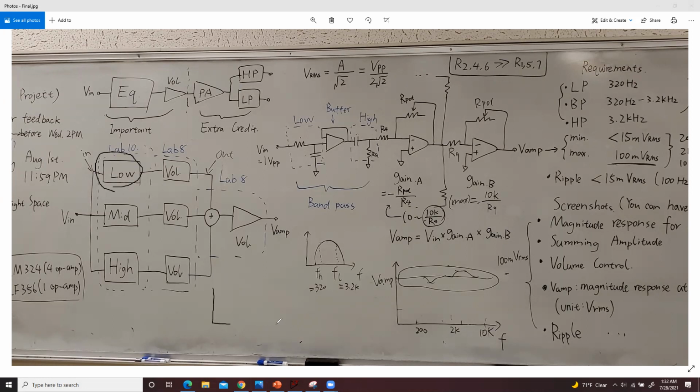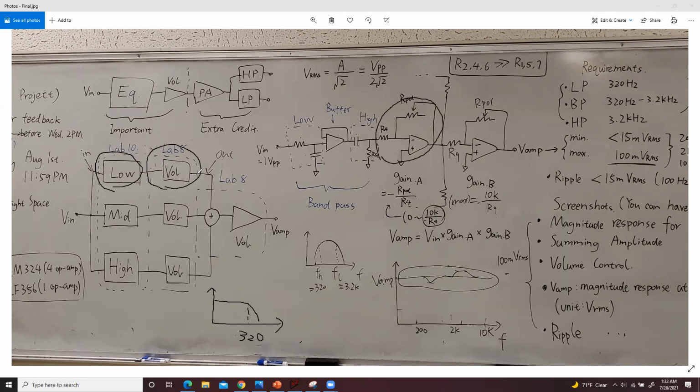You can use the network analyzer to get the magnitude response. The low pass filter will look something like this, right? And you check the negative 3 dB point, which is the cutoff frequency, which should be around 320 hertz. Then you verify your low pass filter works. Then what to do next is I will test this volume control, which is the non-inverting amplifier, I mean the inverting amplifier.